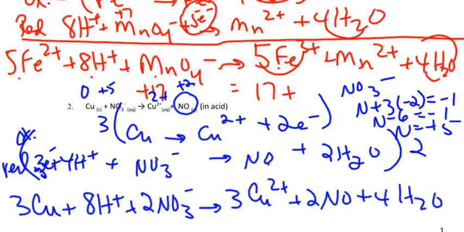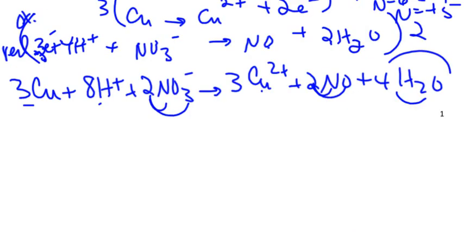So how did you do? Let's check this out. Let's check our balancing. We have 3 coppers, 3 coppers, 8 hydrogens, 8 hydrogens, 2 nitrogens, 2 nitrogens, 6 oxygens. 2 plus 4 is 6 oxygens. Now let's check our charges. All right, so let's see here. We have 3 neutrals plus 8 minus 2 is a plus 6. Here we have 3 times plus 2 is plus 6, and neutral, neutral, we are good.